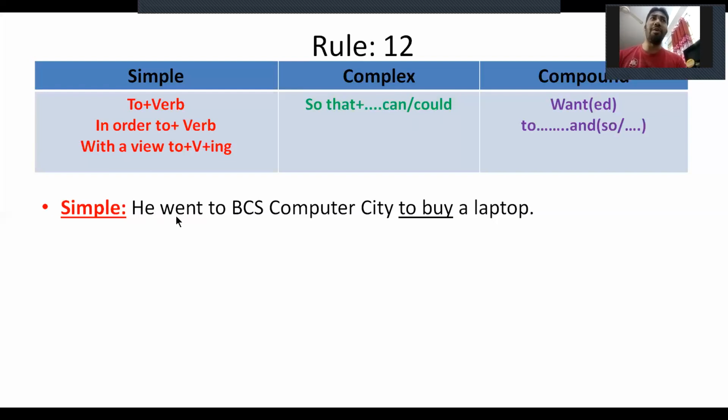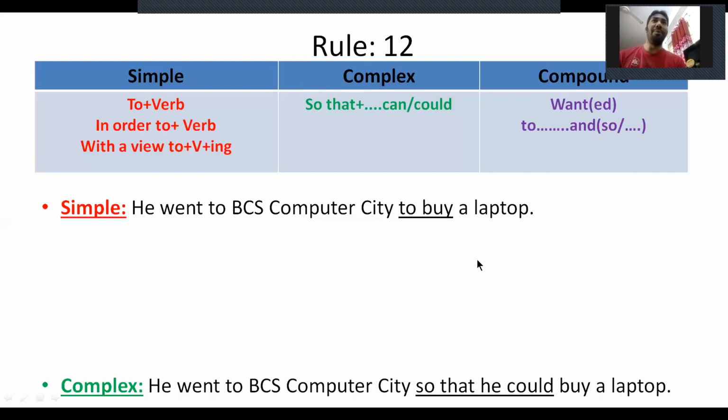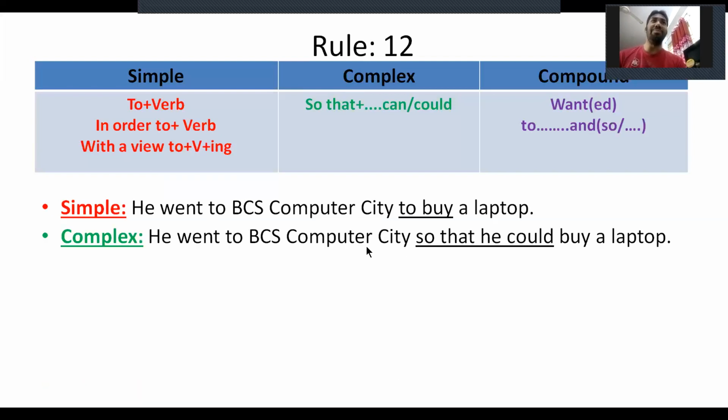So the complex reads, he went to BCS Computer City so that he could buy a laptop. To make the sentence compound, you can use and. So the compound would read like this: he went to BCS Computer City and could buy a laptop. That would be the compound one.